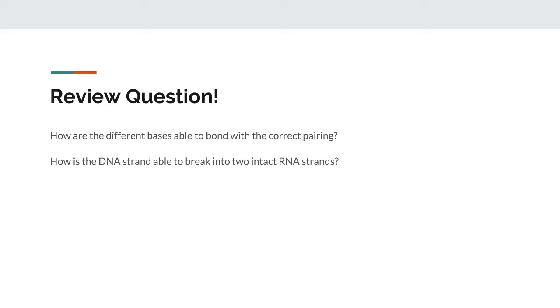Now, how are the different bases able to bond with the correct pairing? And how is the DNA strand able to break into 2 intact RNA strands?